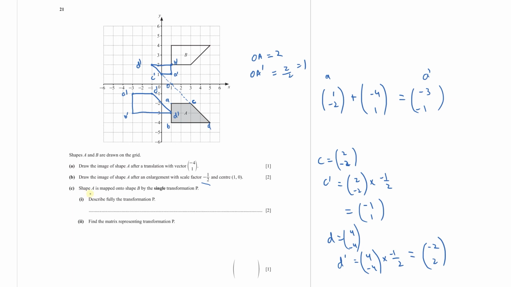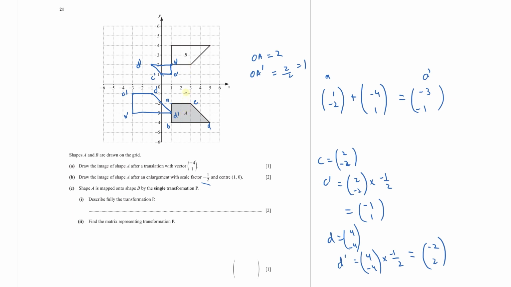Part C: shape A is mapped onto shape B by the single transformation P. Describe fully the transformation P. So let me just erase these lines. So now we have to find the transformation that maps this shape A into shape B.